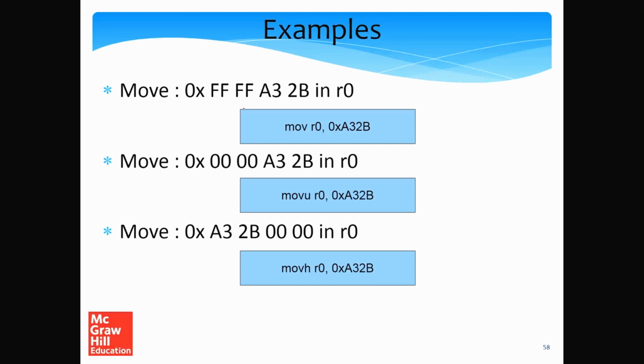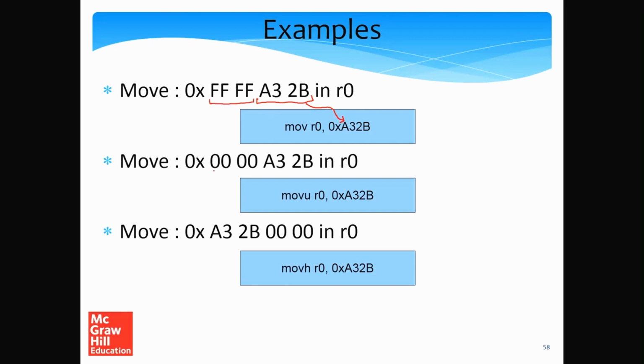For example, if you want to save FF A3 2B in R0, all that we do is that we actually move A3 2B into R0. So it will load A3 2B in the lower positions and the upper positions will replicate the sign bit. Since the sign bit is 1, the upper 2 bytes will become FF and FF.